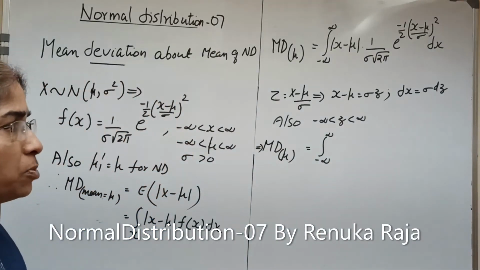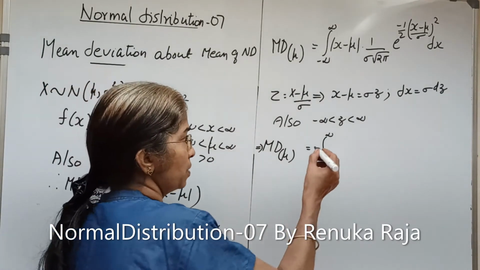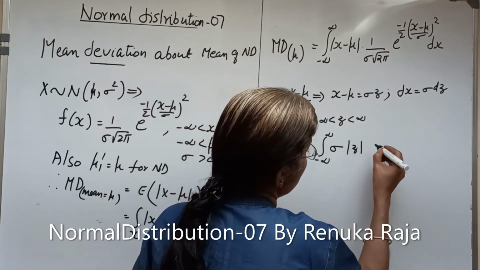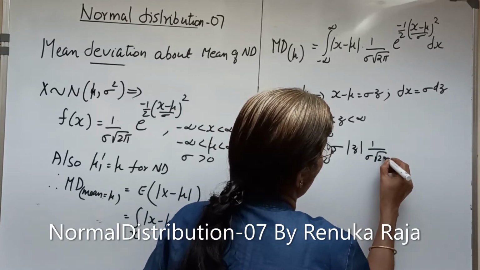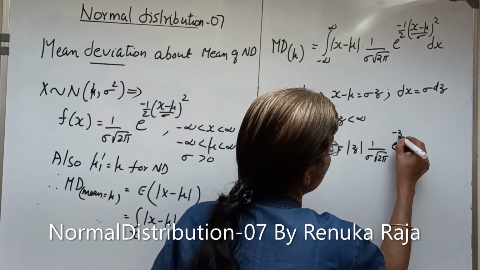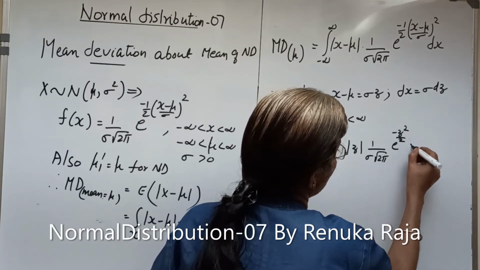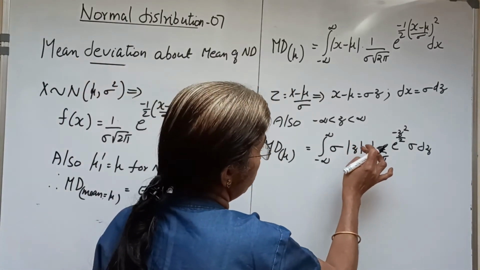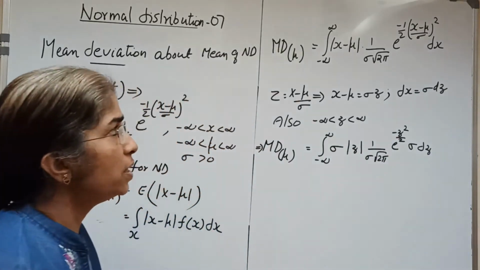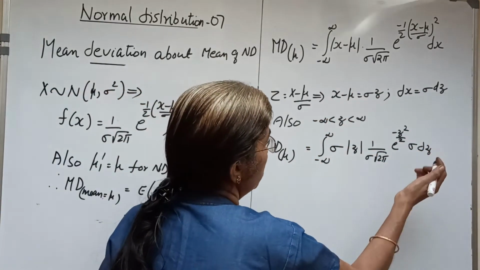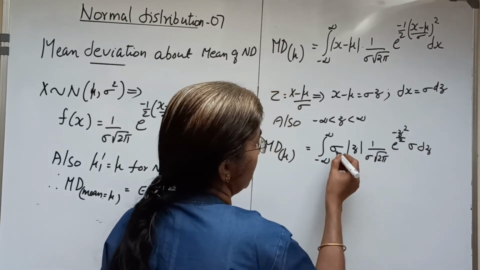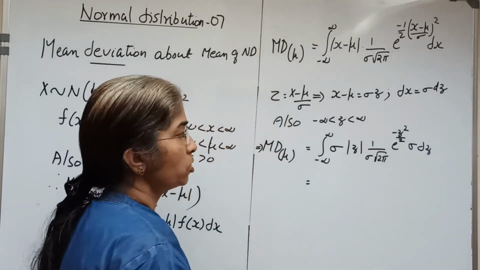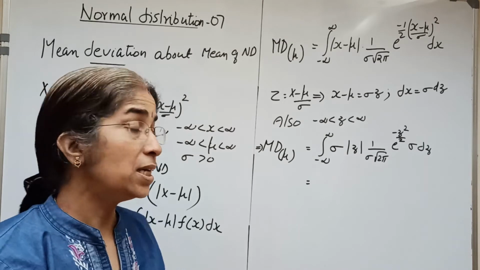Therefore mean deviation about mean mu is integral minus infinity to infinity. Now mod x minus mu becomes mod sigma z, as sigma greater than 0, sigma is a constant, sigma taken out, into mod z into 1 by sigma root of 2 pi e raised to minus z square by 2 into sigma dz. So one sigma cancels and the sigma is taken out, sigma into mod z e raised to minus z square by 2, which is an even function.